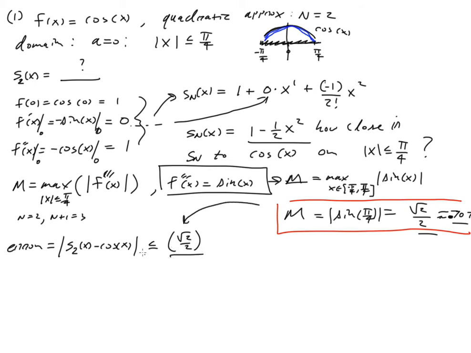All over, and again, n plus 1 is equal to 3, so it's going to be 3 factorial. Then I have to multiply by the absolute value of x to the third power, and in this case a is 0, so we can just use x. All right, so I want to know how big the error could get on this, so the question then is how big can this be? Well, of course, it's the biggest at x is equal to pi over 4. Okay, so what I'm going to do is actually put that in.